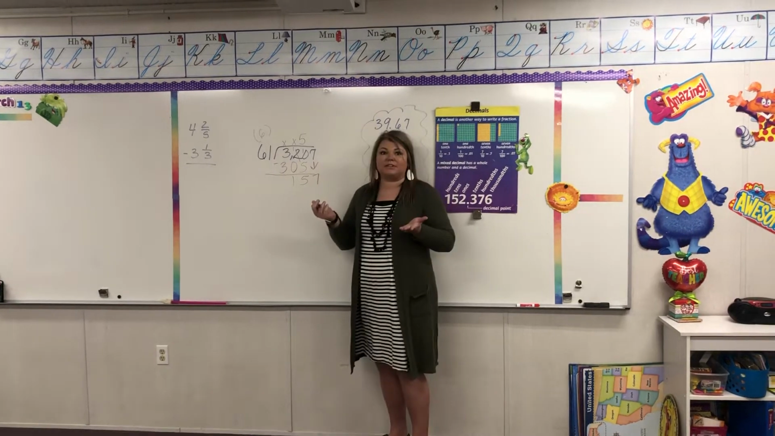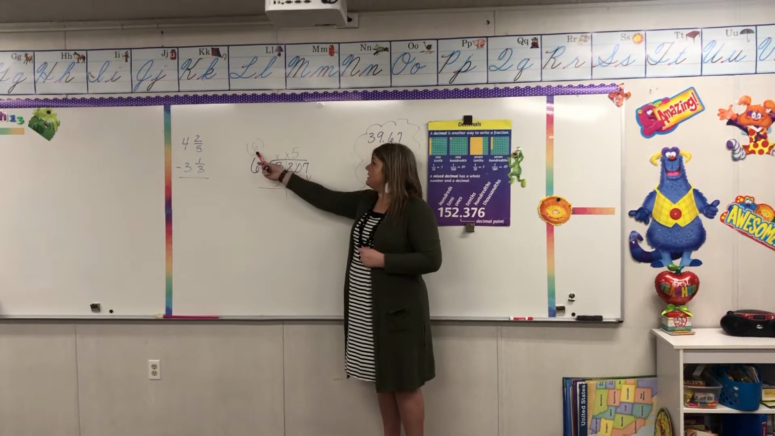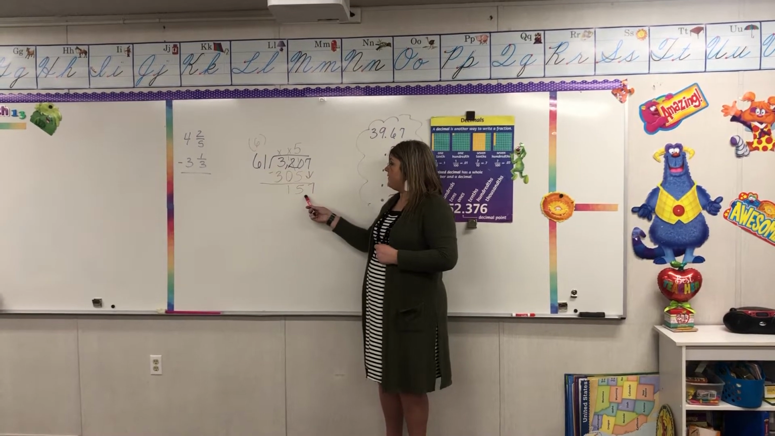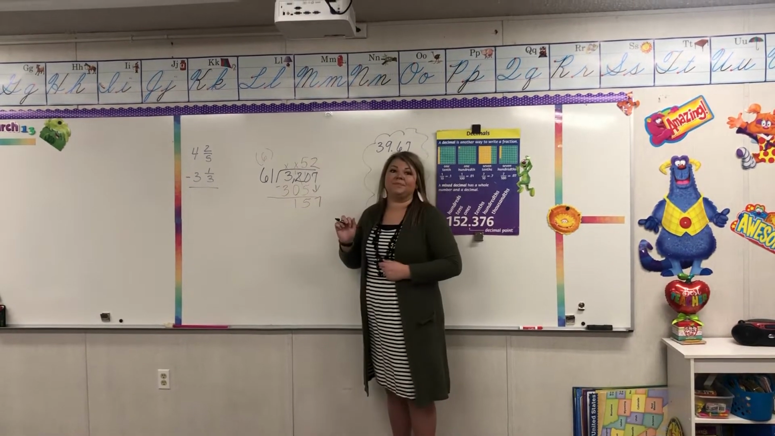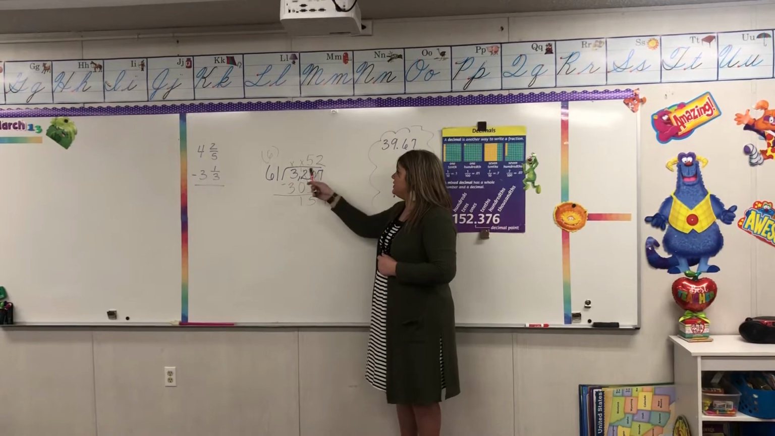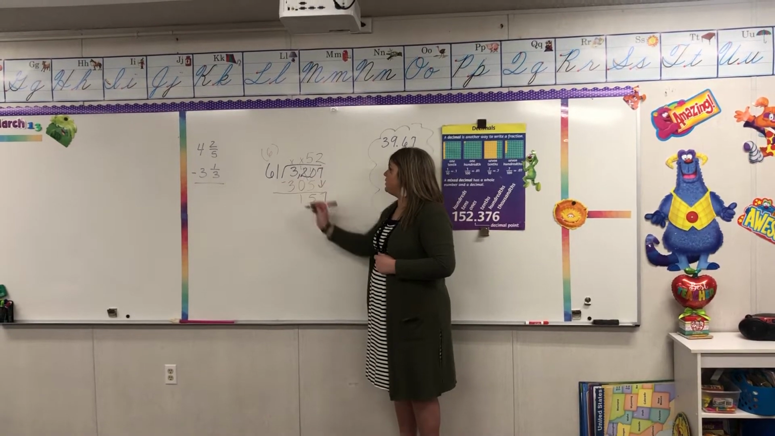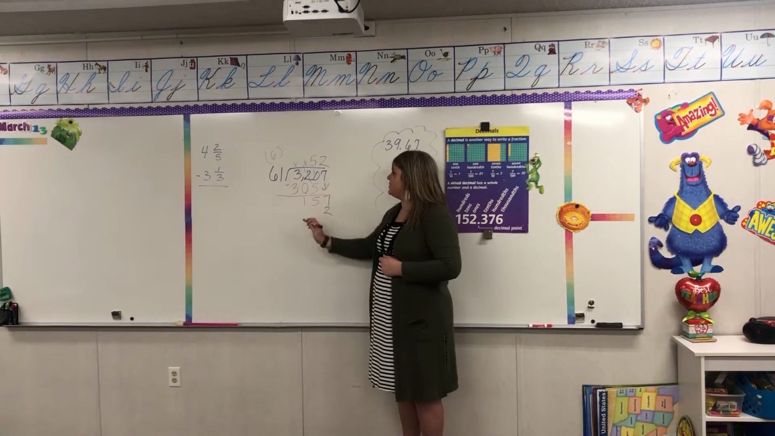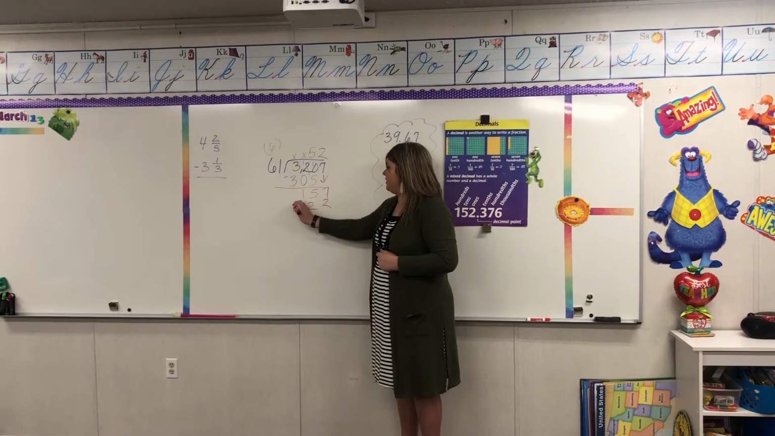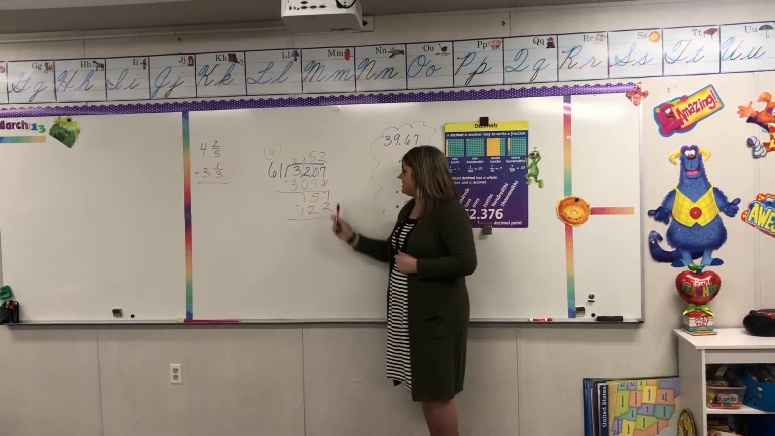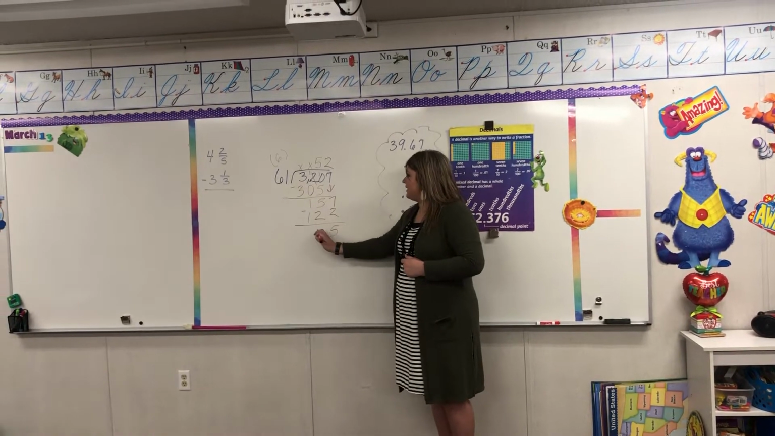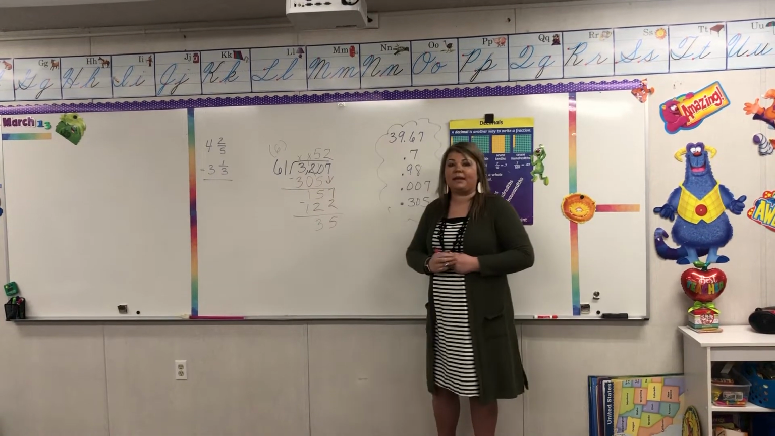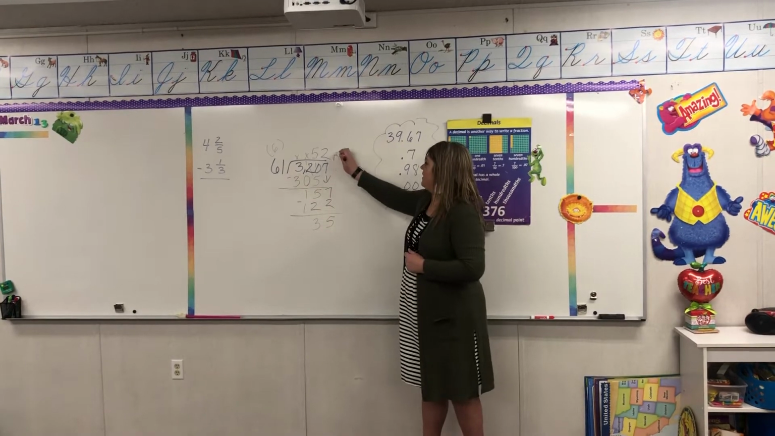Now, we ask ourselves, how many times will 6 go into 15? And that will go into 15 2 times. Now, let's multiply 2 times 61. 2 times 1 is 2. 6 times 2 is 12. So let's subtract. 7 minus 2 is 5, and 5 minus 2 is 3. So now we have a remainder of 35.